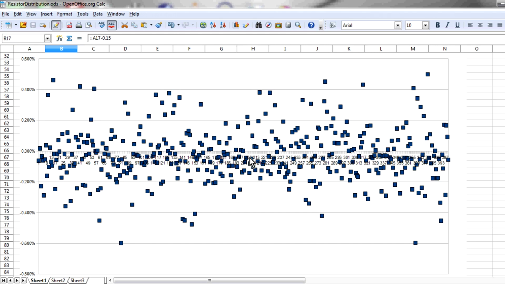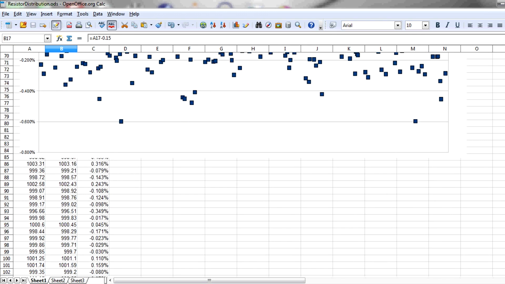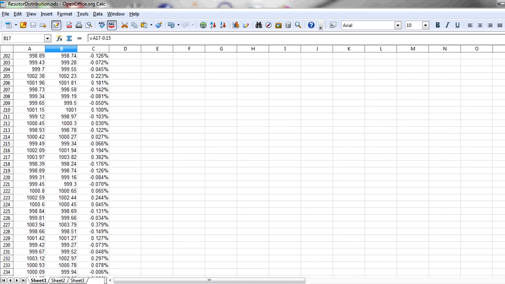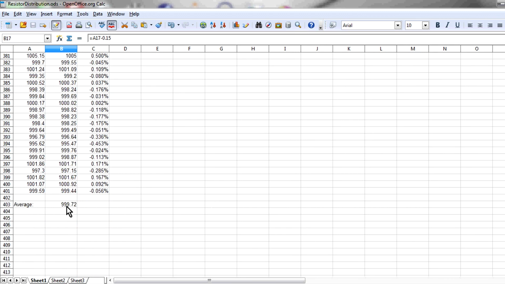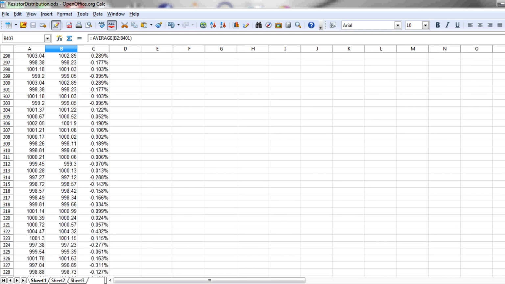I mean, out of 400 resistors, I expected at least a few outlier ones to be right out near 0.9, 0.8% at least variation, but we didn't see that. The biggest values are plus 0.5% and minus 0.6. Very surprising. And if you're curious to know what the actual nominal average value is, it's 999.72 ohms. There you go.